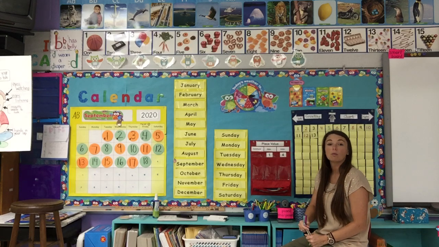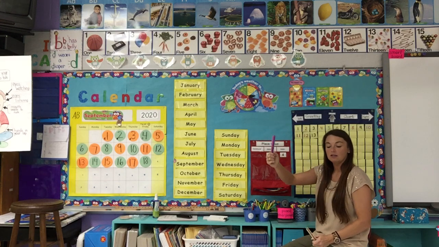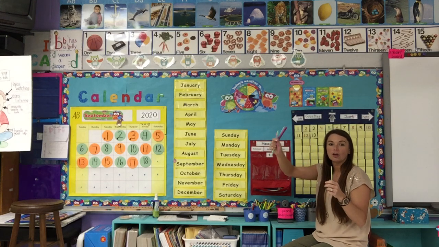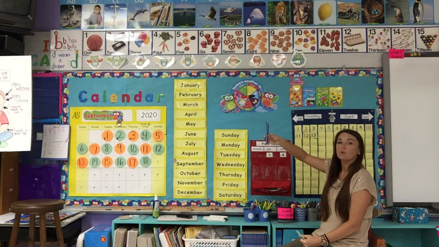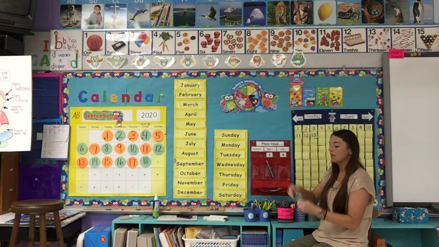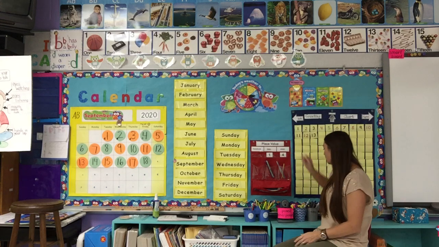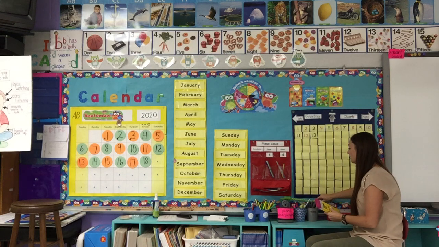So let's count one more time, starting with the tens place. Ready? We have 10, then we're going back to the ones, so we have 11, 12, 13, 14. All right, so I'm putting my one group of 10 back in my tens place, and my 4 ones back in the ones place. So this morning we're going to count on our counting chart.